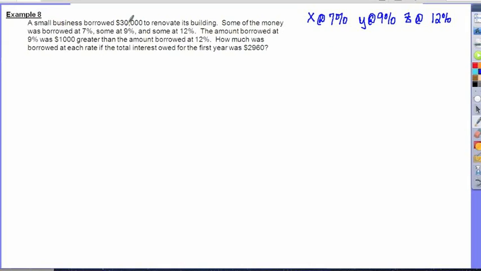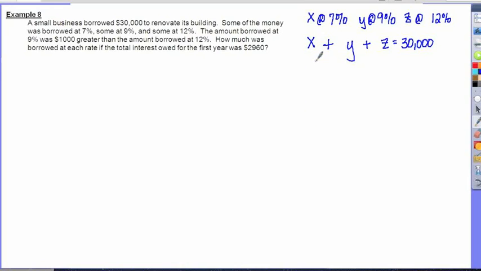We borrowed a total of $30,000. So we borrowed so much at 7%, so much at 9%, and so much at 12%, and we borrowed a total of $30,000. So there's our first equation.